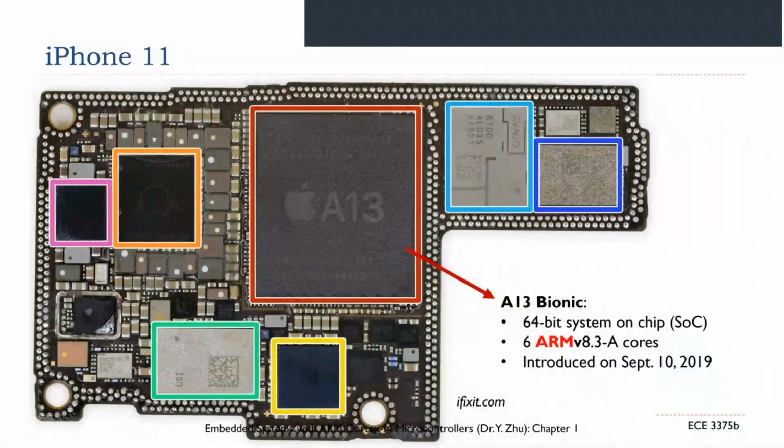So those are a brief introduction of the ARM process and differences between RISC and the CISC. Let me show you in which product you can find ARM processors. So that's the iPhone 11.